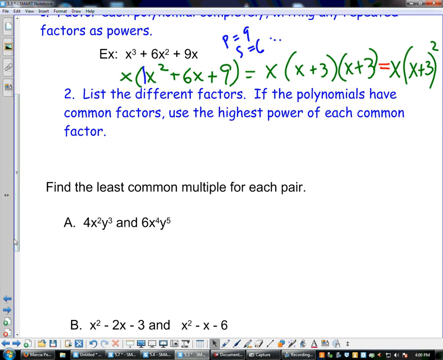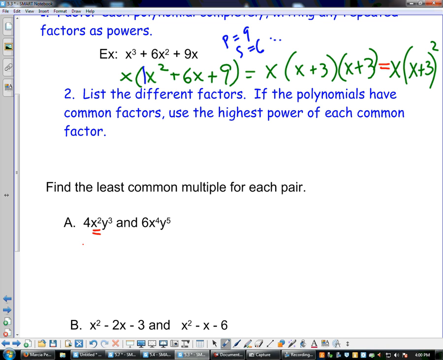Okay, so let's maybe look at an example here on how to do that. So we have 4x squared y cubed and 6x to the 4th y to the 5th. So if I want to look at the different factors in this one, I notice that in this one I have an x squared, I have a y cubed.